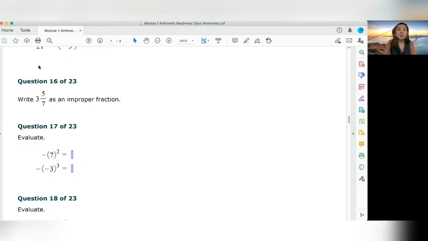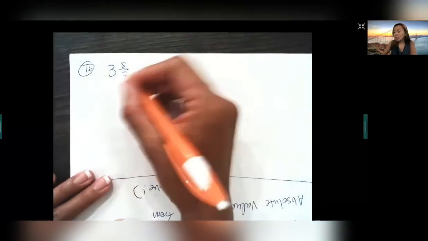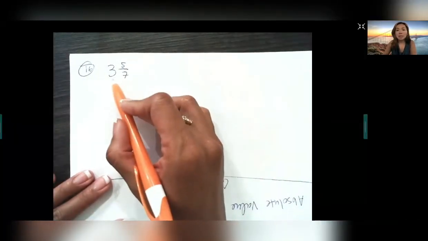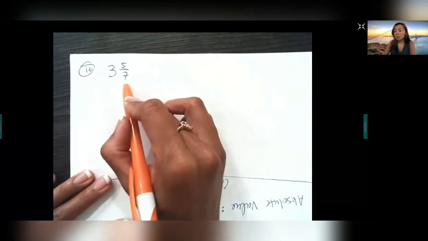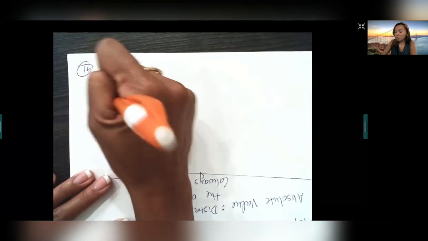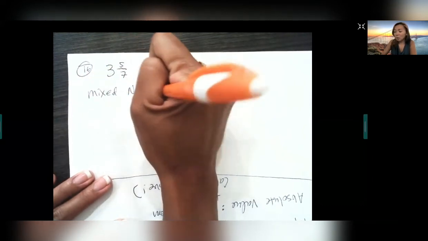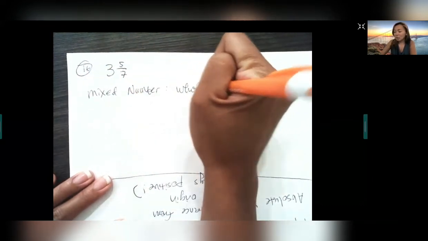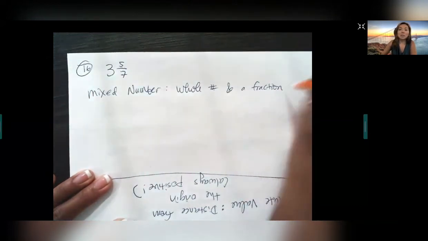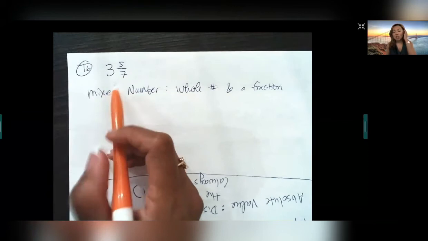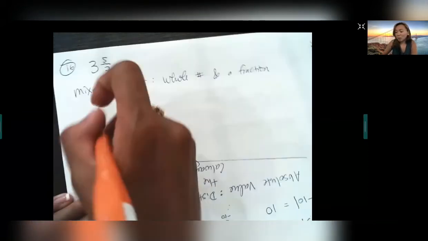Question number 16 is asking us to write a mixed number as an improper fraction. So this is a mixed number. A mixed number contains a whole number and a fraction. So that's why it's called mixed, right? A mixed number. Sometimes you'll have to change a mixed number to an improper fraction.